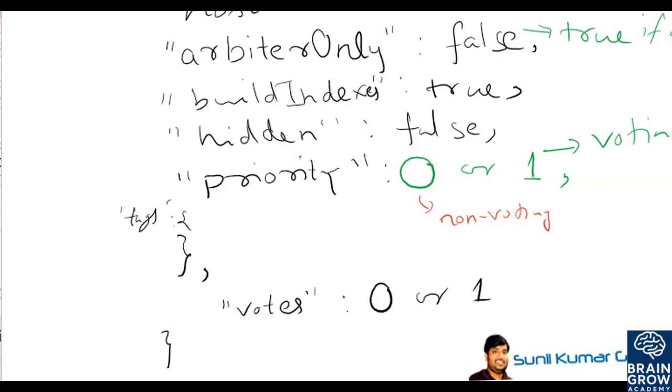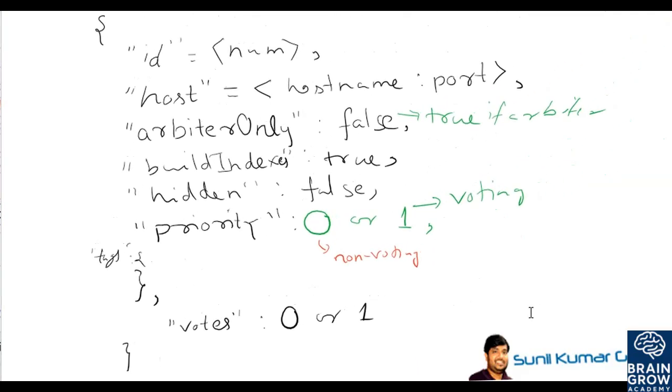So for non-voting members, priority and votes will both be 0, and for a voting member both should be 1. This way we can write the configuration file to make a member voting or non-voting. I hope you got an idea of how to write this file. In the next lecture, I'll show you how to write a particular member's priority and votes in a configuration file. So see you in the next lecture.